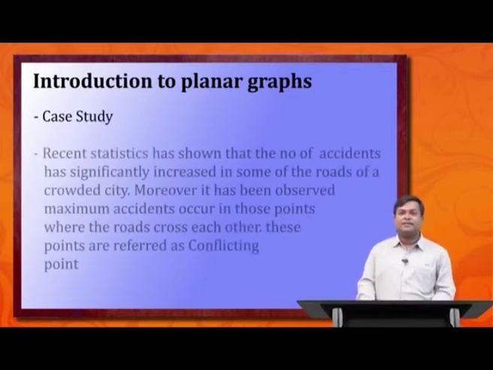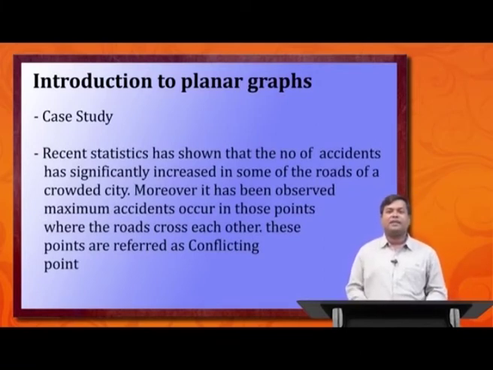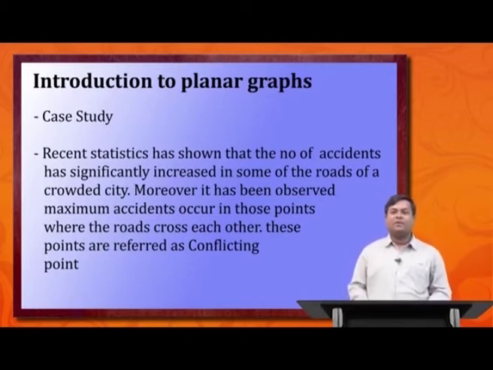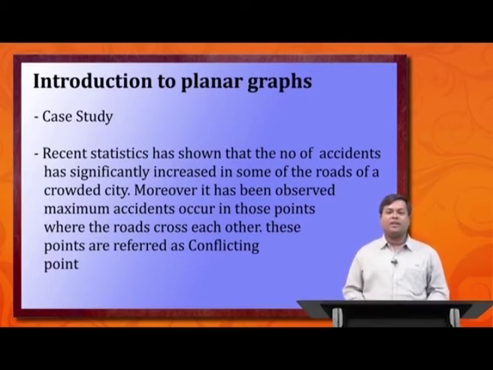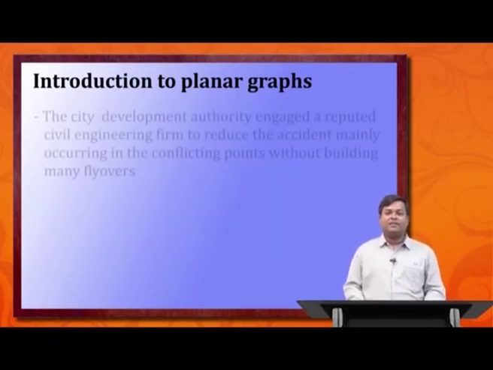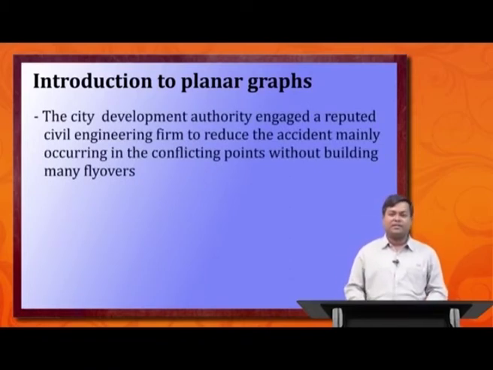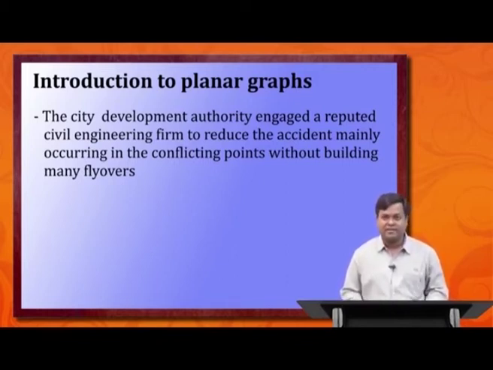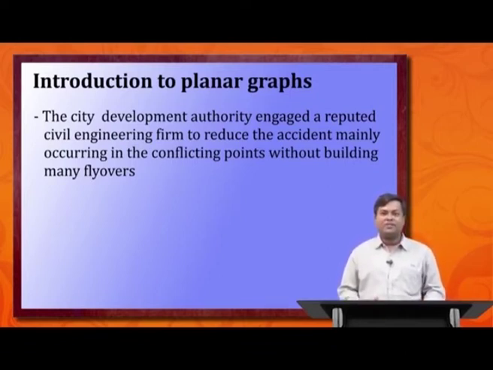The case study is, recent statistics has shown that the number of accidents has significantly increased in some of the roads of a crowded city. Moreover, it has been observed that maximum accidents occur in those points where the roads cross each other. These points are referred to as conflicting points. The City Development Authority engaged a reputed civil engineering firm to reduce the accidents mainly occurring in the conflicting points without building many more flyovers. Now this is the problem statement and the engineering firm needs to resolve that issue.